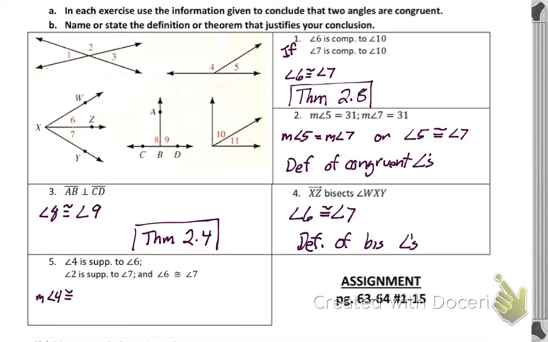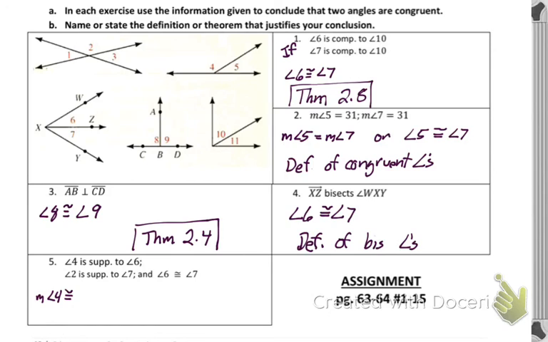So if 4 is supplementary to angle 6, and 2 is supplementary to angle 7, but 6 is congruent to 7, so 6 and 7 are congruent. What else is congruent? Don't overthink it. Angle 4 and angle 2. But you don't know that they're congruent. They're supplementary, which doesn't mean they're equal.